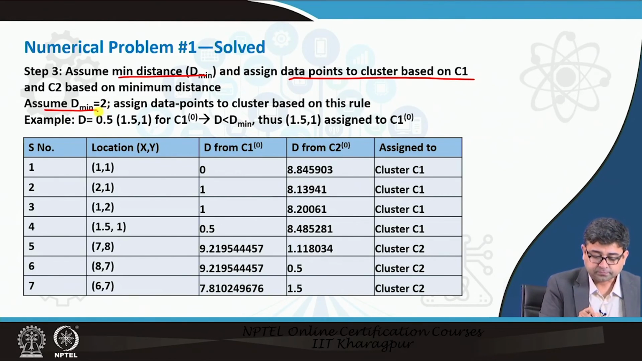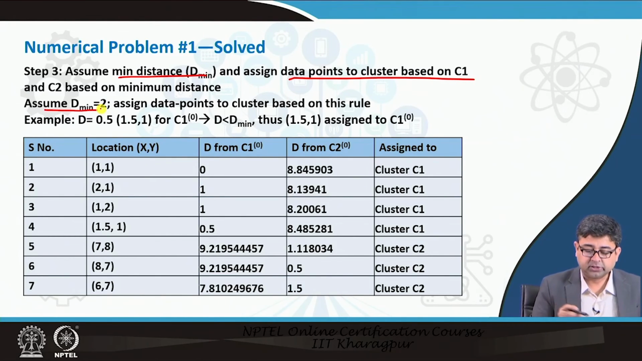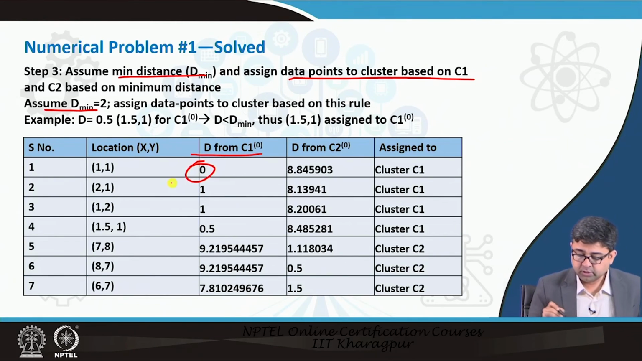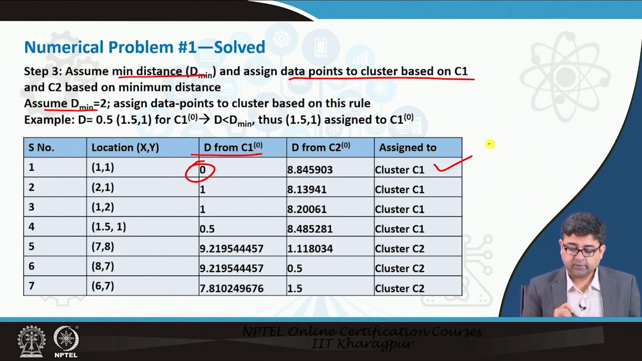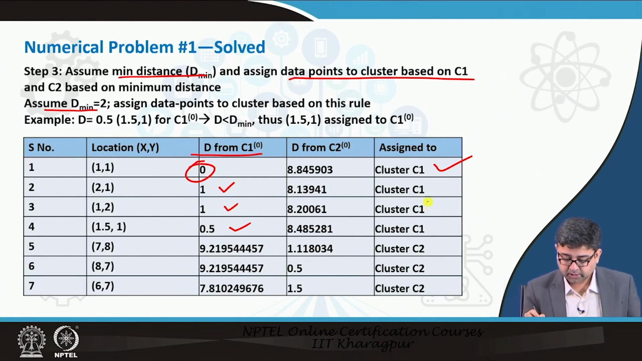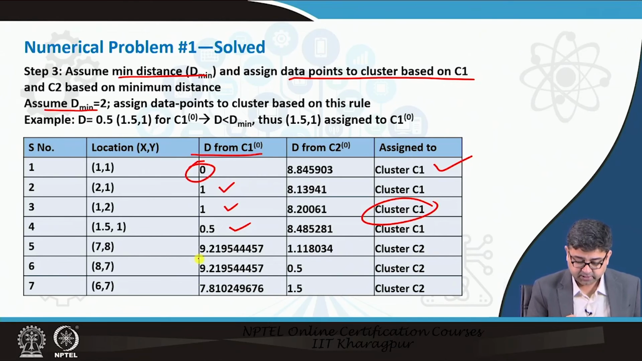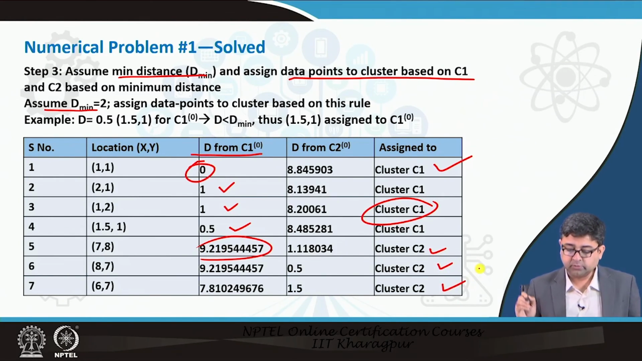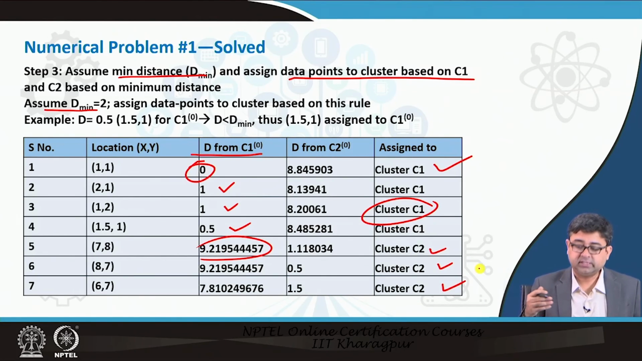So, if you assume in this case the threshold d min to be 2, then you would say that the distance from C1 is 0. Since 0 is less than 2, this should belong to cluster C1. Similarly, all of these are less than 2, so all of these belong to cluster C1, whereas all of these are greater than 2, so these should belong to C2. That is how you initially assign the points to these different clusters.